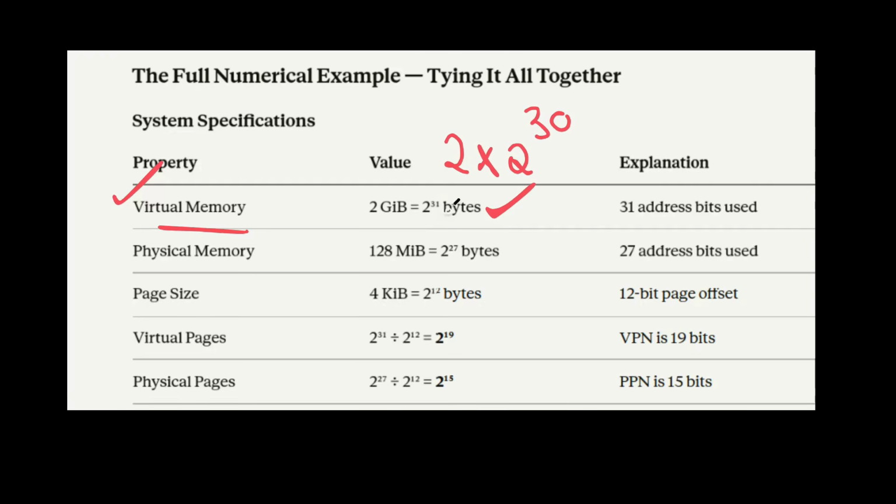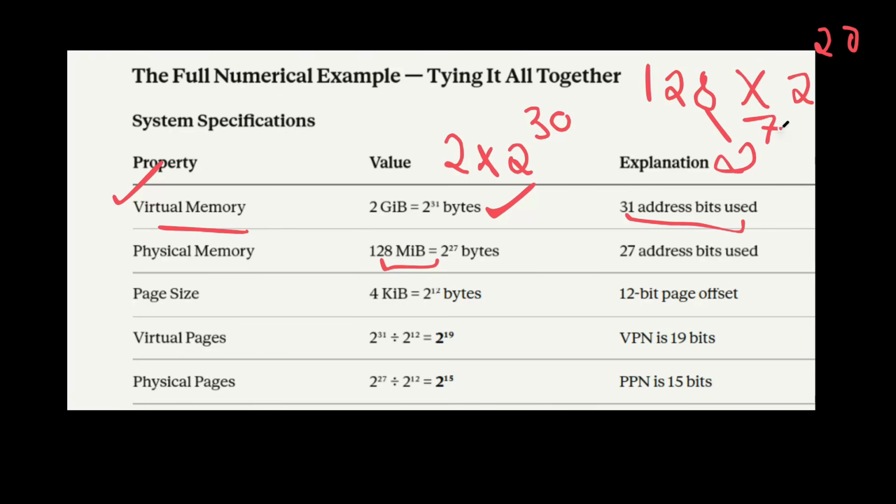That means there are a total of 31 address bits. The total virtual memory address bits are 31. Now, if the physical memory capacity is given as 128 MiB, and MiB is 2 raised to 20, so 128 into 2 raised to 20. Now 128 is 2 raised to 7, so 2 raised to 7 into 2 raised to 20 gives us 2 raised to 27. That means for the physical memory, there are a total of 27 bits.